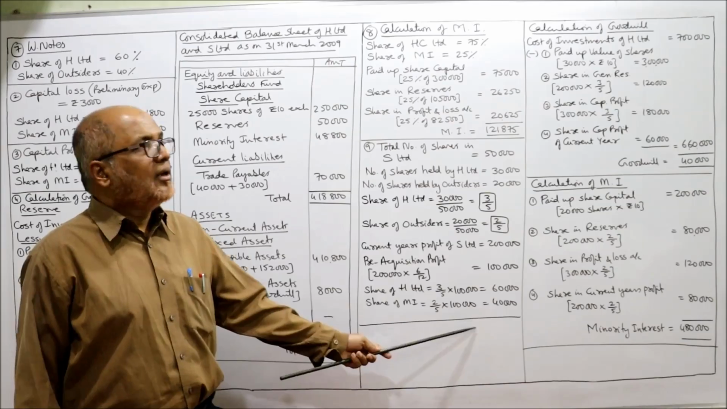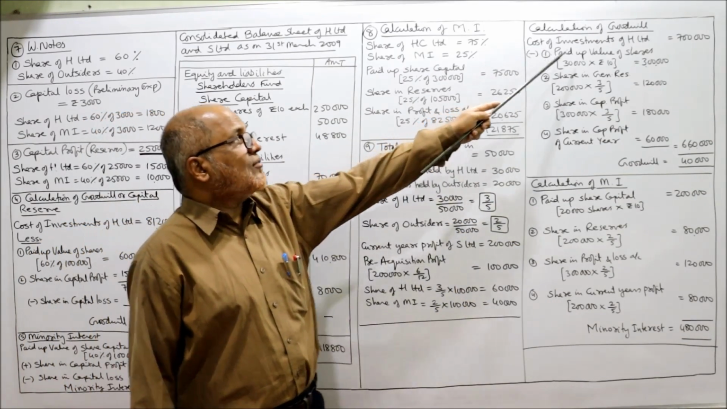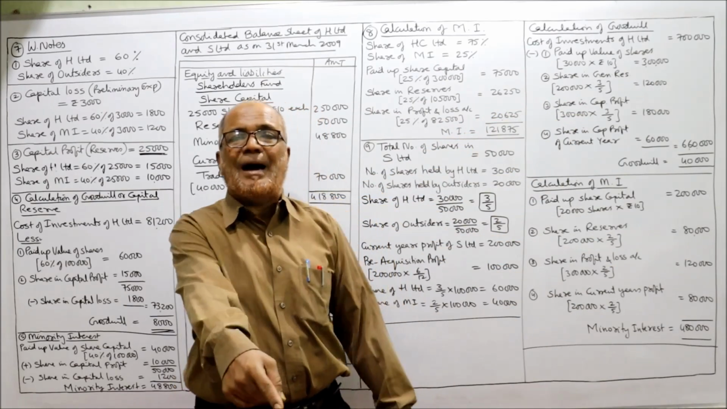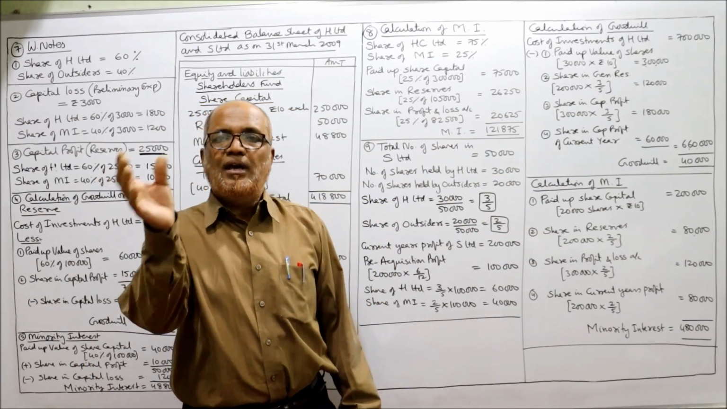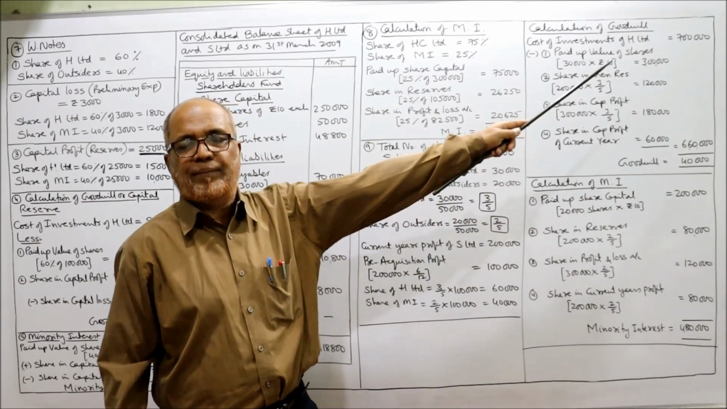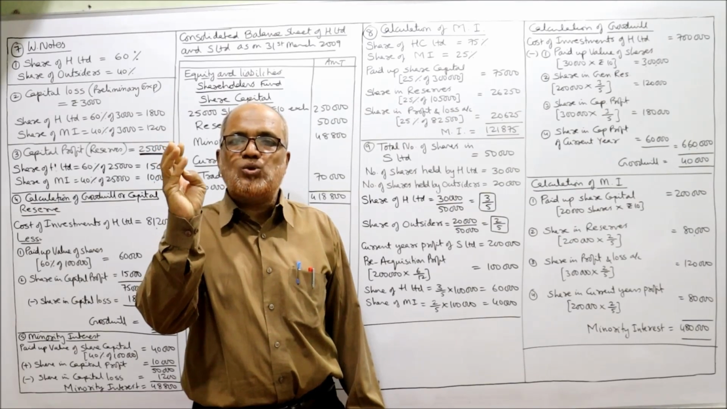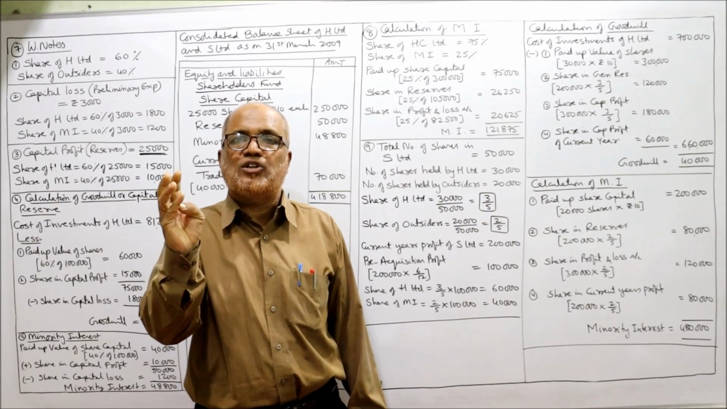Finished. Now calculation of goodwill or capital reserve. Now cost of investment of H Limited is 7 lakh. In the balance sheet it is given on the asset side. Investments made by H Limited in S Limited is 7 lakh. From this we deduct the paid up share capital as well as capital profit.